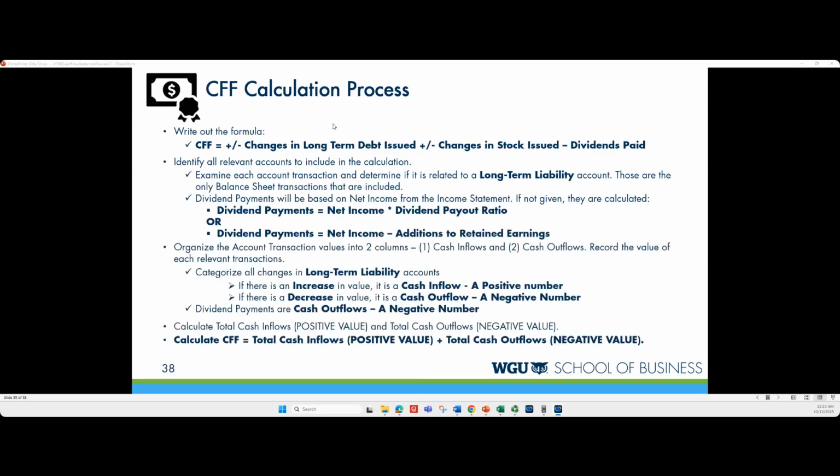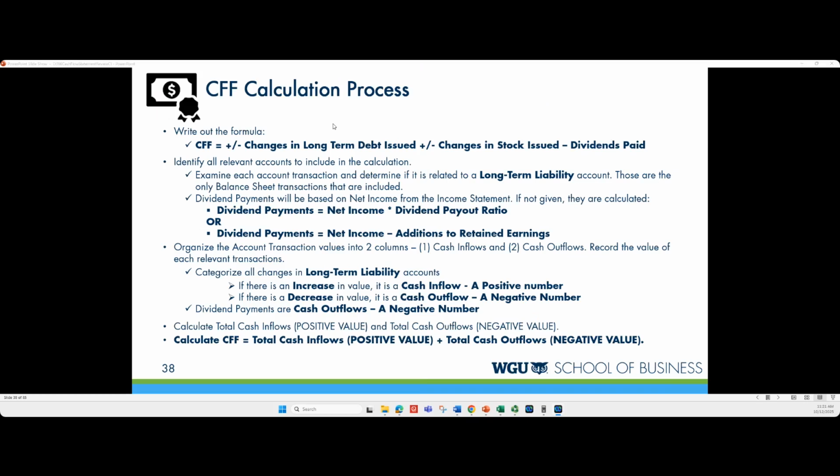So this calculation process is going to follow the same pattern as the other two. First thing we're going to do is write out the formula. Then we're going to identify all of the relevant accounts to include in the calculation. So we're only going to look at long-term liabilities and equity, okay? It's not going to include any of our short-term or current liabilities. The other thing we're going to have to look at is our dividend payments.